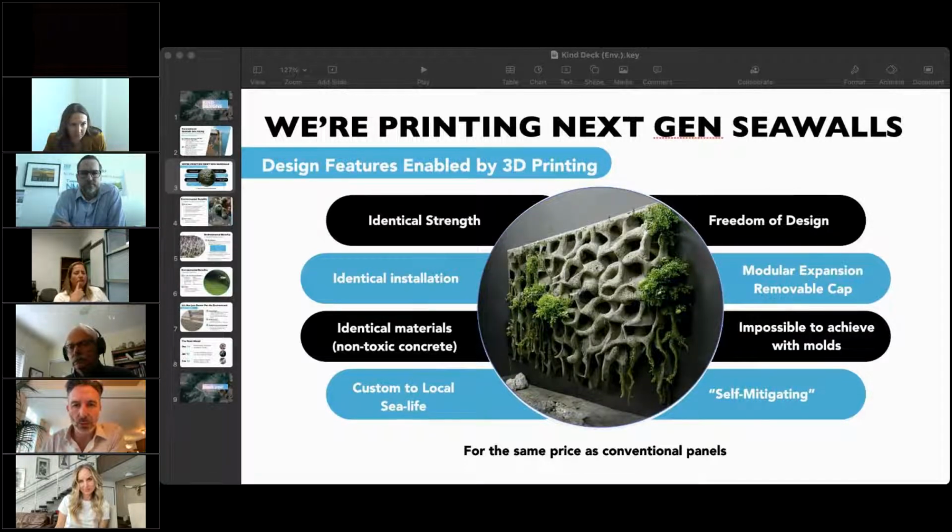But we can also expand that wall vertically. So when needed, we can add additional wall to the top and also create a cap that can be removed and added back on. So think of it a little bit like a very sophisticated Lego. So that is another real benefit of this approach.